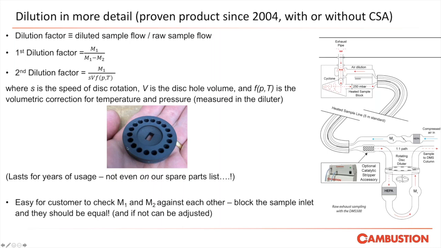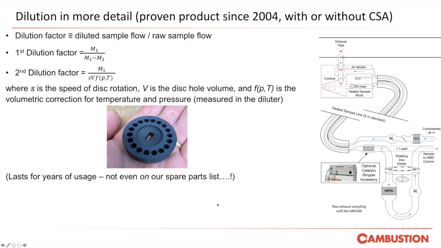If you look at these expressions for dilution factor, particularly the first dilution factor, you can see this depends quite heavily on the difference between this flow meter and this flow meter. And it's easy to check those two flow meters against each other. If you block the exhaust pipe flow, as it's shown on here, the flow into the end of the sample line, then those two flows must equal each other because there can be no makeup flow from this inlet here. So in that case, if they're not the same, they can be adjusted.